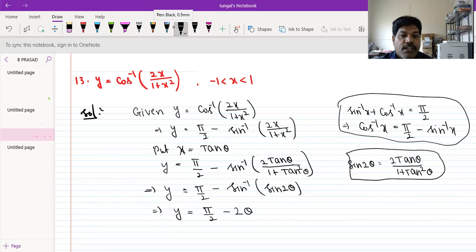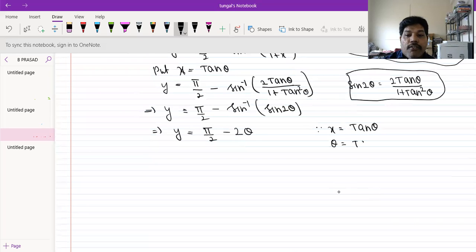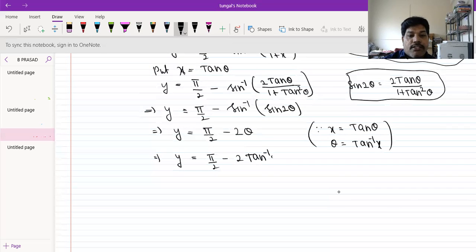Already you know what the theta value is. What is the theta value, students? Since we have taken x is equal to tan theta, automatically the theta value will become tan inverse x. So you can use this formula here. So y is equal to pi by 2 minus 2 into theta, and theta is nothing but tan inverse x. So differentiate with respect to x.